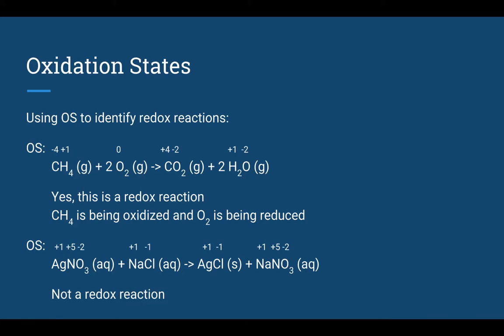So what type of reaction is this, right? We can identify, right? Two ionic compounds swapping partners to form a solid. That's a precipitation reaction. So that's not a redox reaction. Okay? So that's just the way we use oxidation states to identify redox reactions.